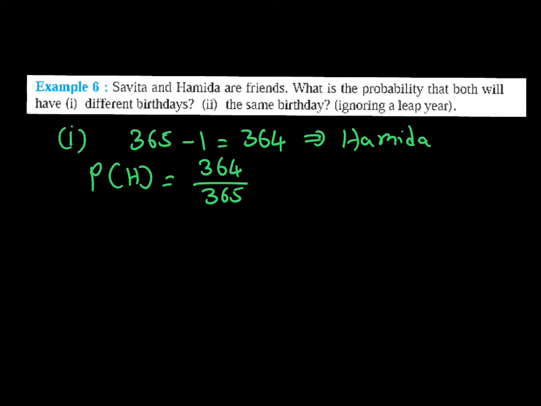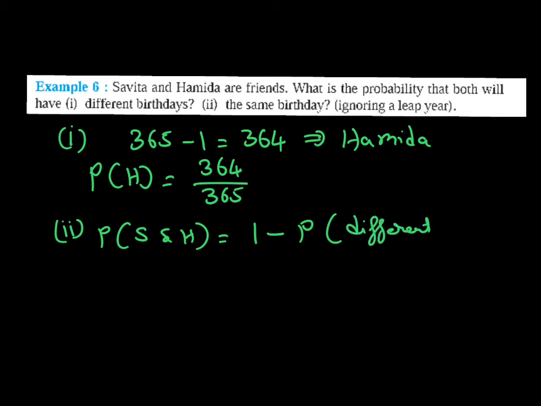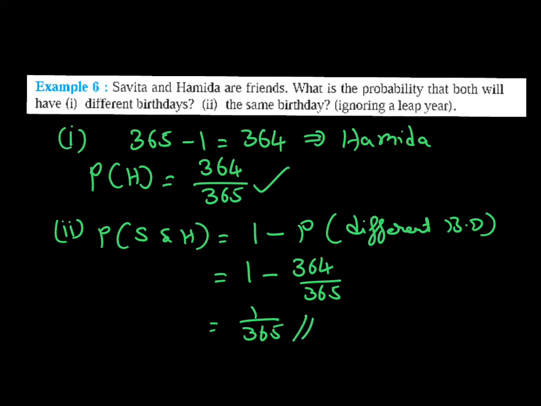Let's come to the second part. What is the probability that the birthdays will be on the same day? So if Savita and Hamida have the same birthday, then definitely the probability of Savita and Hamida having birthdays on the same day will be 1 minus the probability of both having different birthdays, right? 1 minus the probability of having different birthdays, we already saw that. It's 364 over 365. And that is nothing but 1 over 365. So the probability of both having the birthdays on the same day is 1 over 365. And on different days, the probability is 364 over 365. Pretty easy problem.